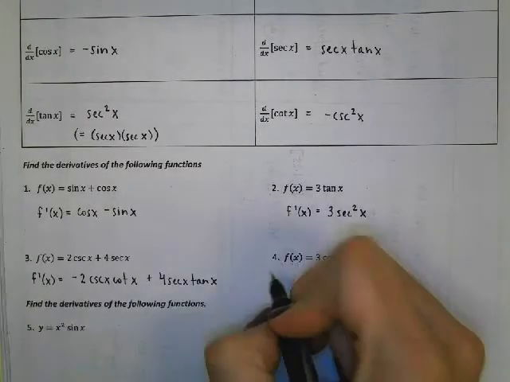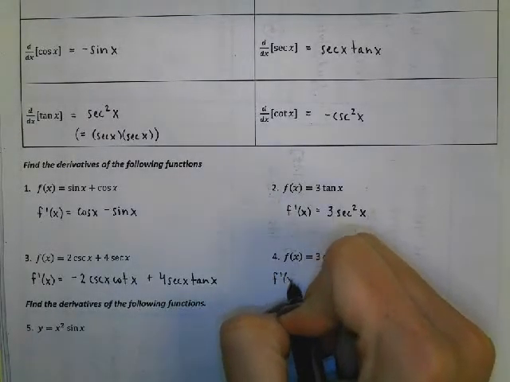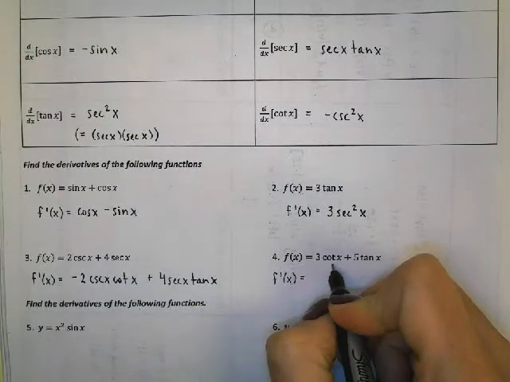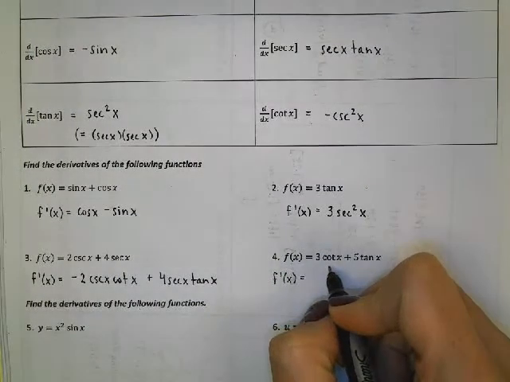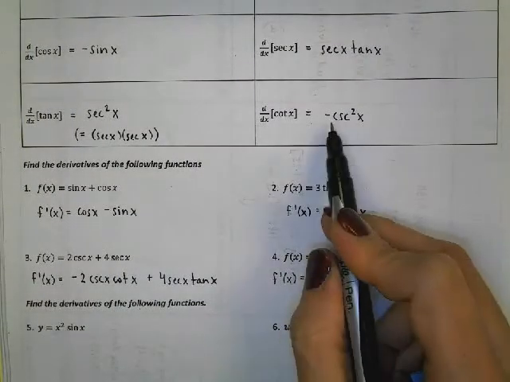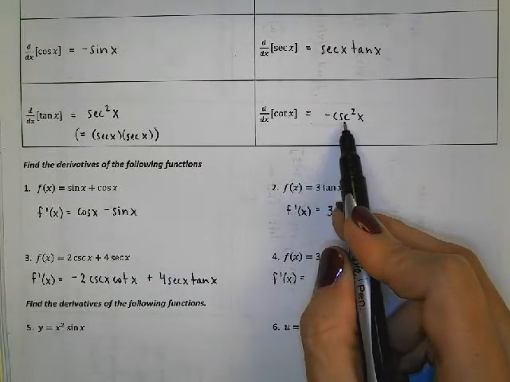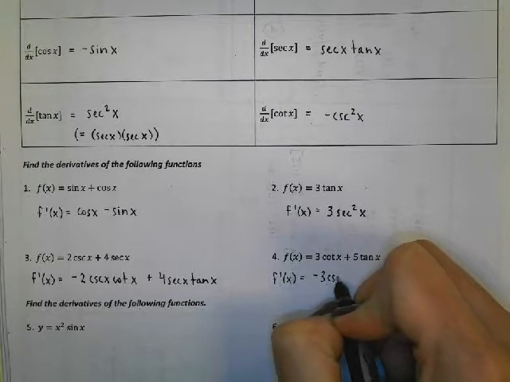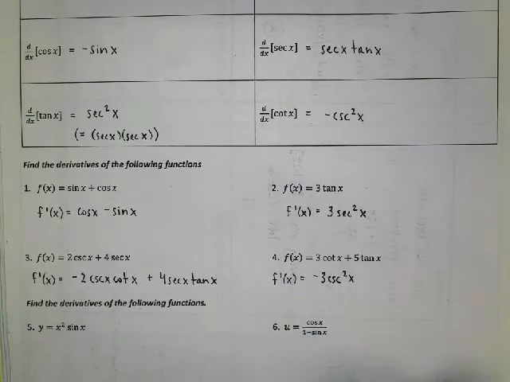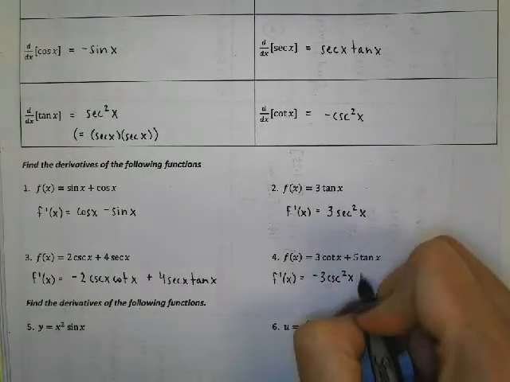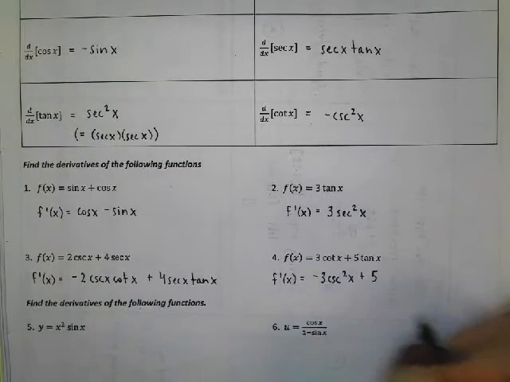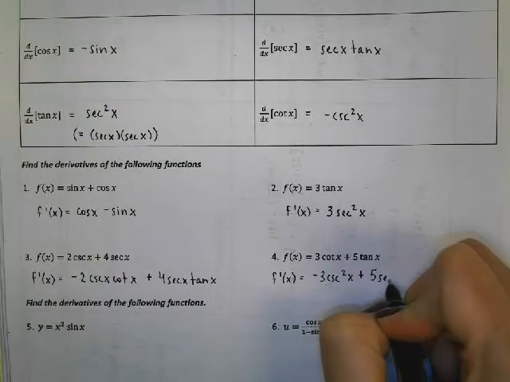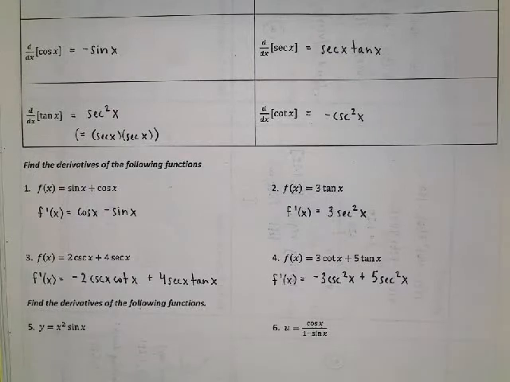The last one for this section here, f prime of x. I have 3 times the derivative of cotangent of x. Since that derivative is opposite of cosecant squared of x, I'm going to have a negative 3 times cosecant squared of x plus 5 times the derivative of tangent x, which is secant squared of x. So those are the very basic level for these types of problems.